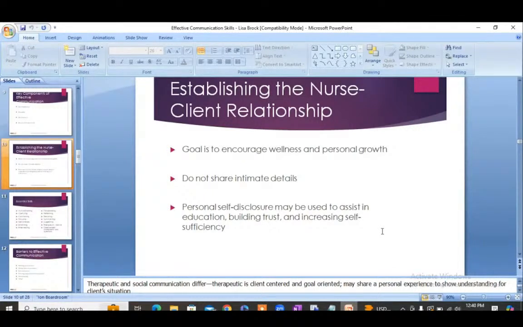Now I will explain in easy words. Establishing the nurse-client relationship involves creating a professional, trusting bond between a nurse and a patient, right? It includes three things. Number one is building trust, which means being honest, reliable, and empathetic to make the patient feel safe and valued. Second is effective communication, which means listening actively, providing clear information, and addressing the patient's concerns. Third is respecting boundaries, which means maintaining professional boundaries and respecting the patient's privacy and preferences as well. A strong nurse-client relationship is essential for effective care and positive patient outcomes. It's all about this.